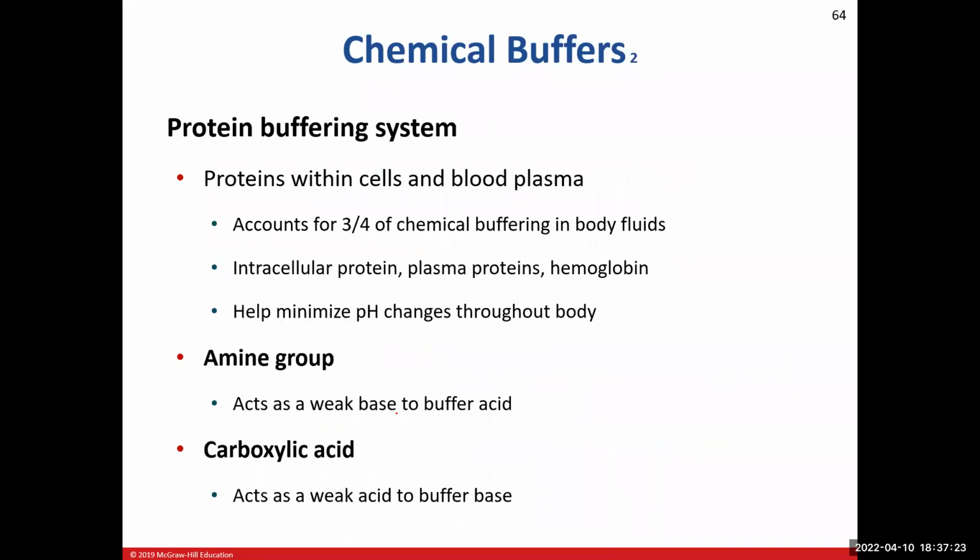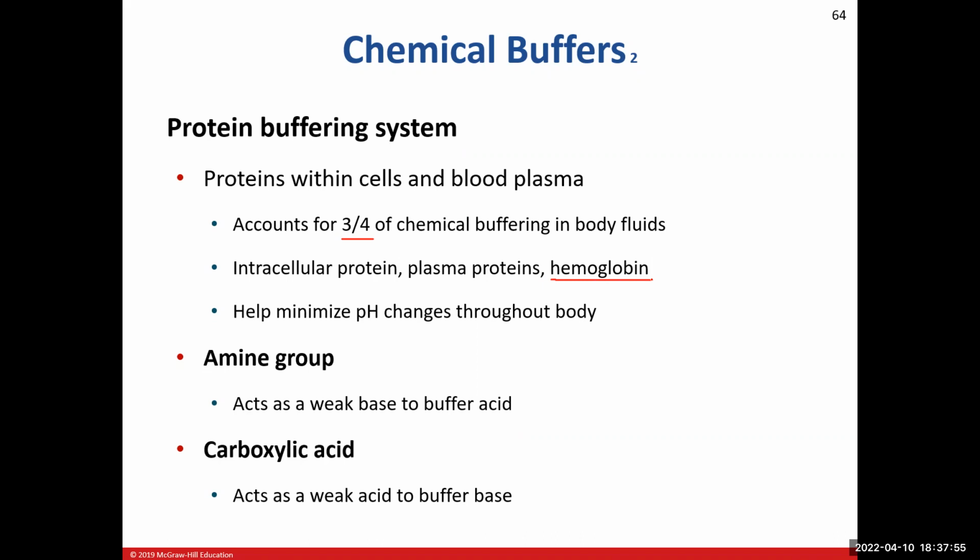So the protein buffering system, you can see here, is going to make up 75% of the chemical buffering in your body fluids. So we have proteins in our cells. We have tons of proteins in our blood plasma. Here's the famous oxygen carrying protein, hemoglobin. And so again, their job is to make sure that we don't see big swings in the amount of pH changes that occur.